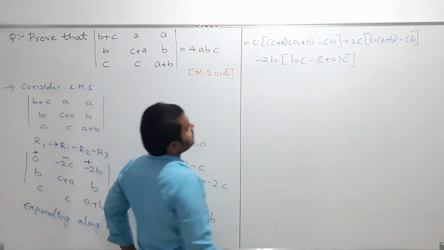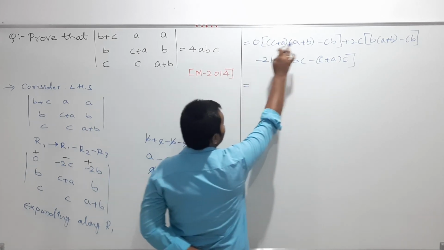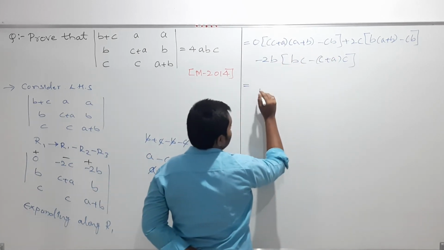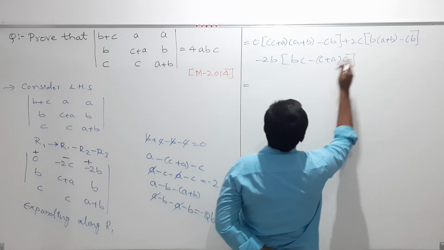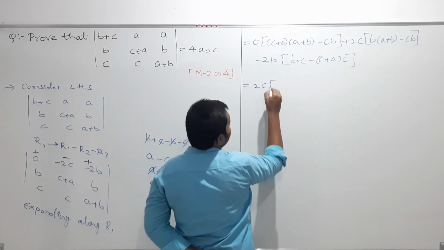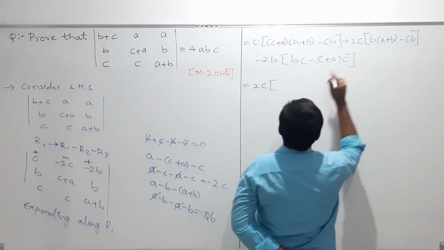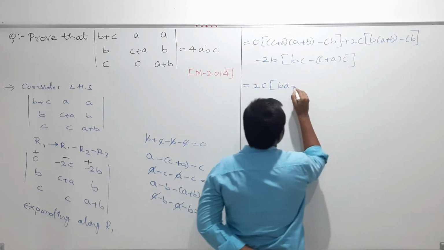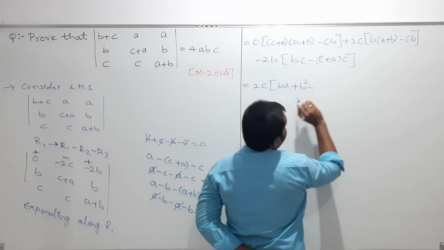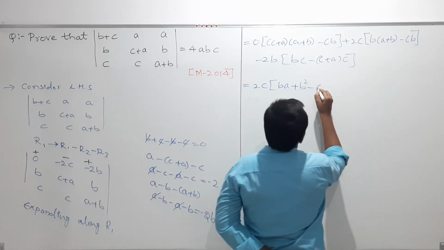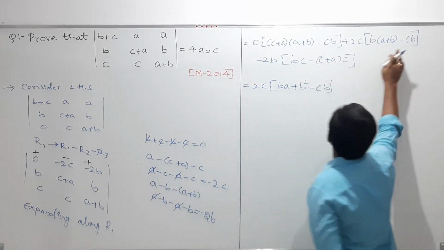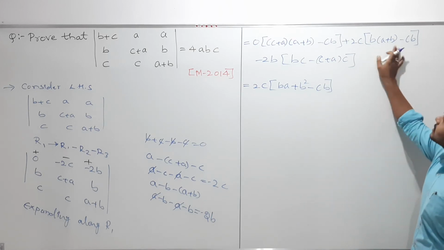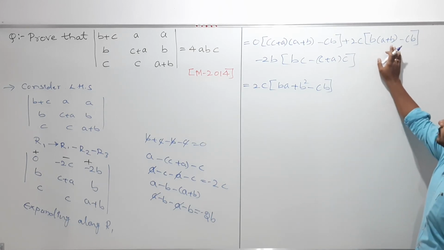Now further simplify this one, students. So this is equal to 0 into anything is 0, so leave this one. Next 2C into remaining, take this B inside the bracket, B into A is BA plus B into B is B square. Next minus C into B. Clear? Just I solved this one.